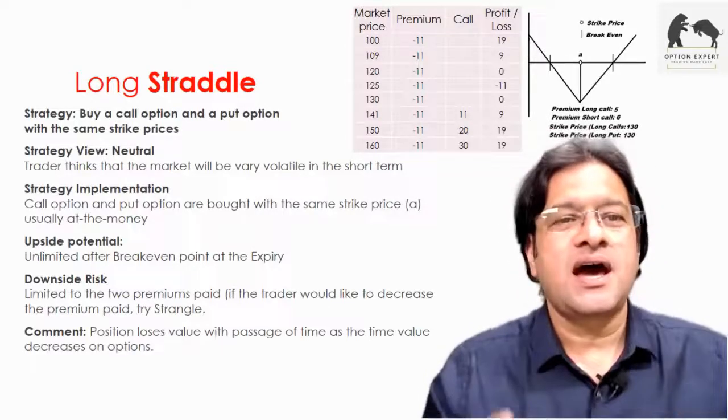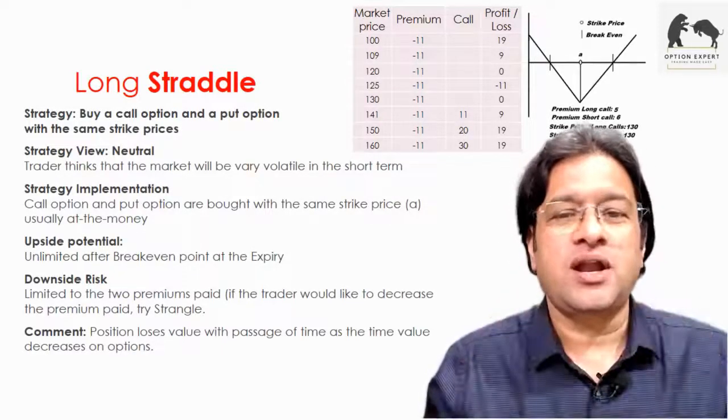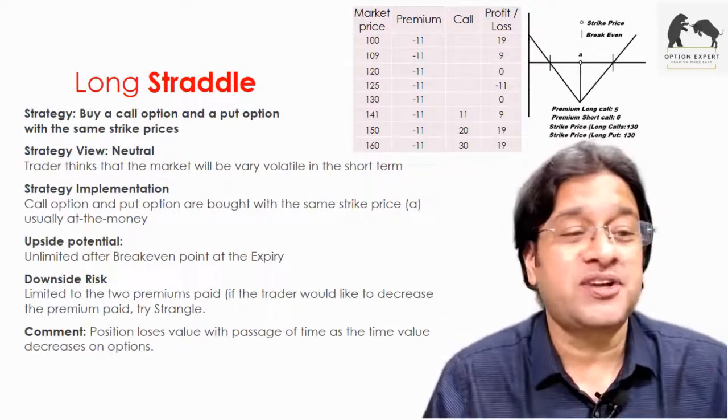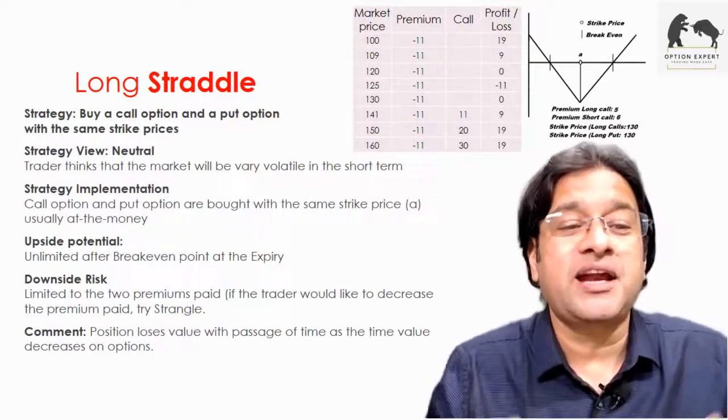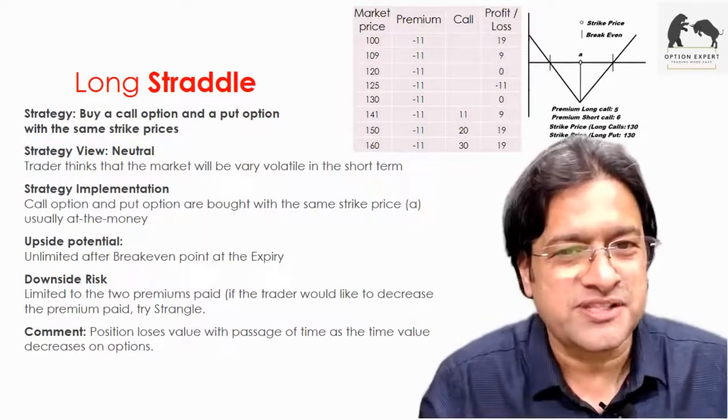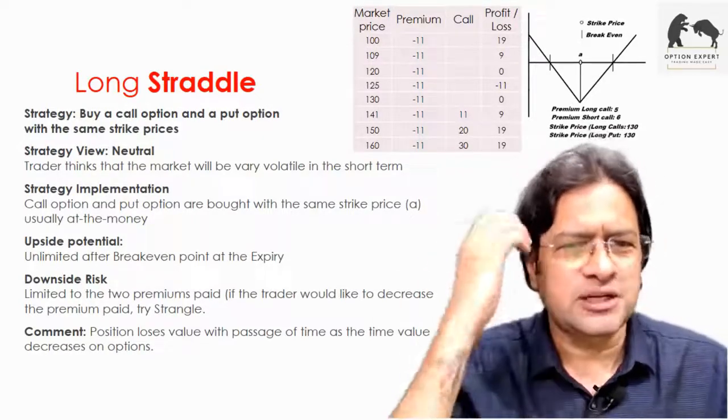At 100 rupees strike price, I also buy a call as well as a put. Here the view is neutral. The trader thinks that the market may be very volatile in the short term, but he is not sure of which direction.